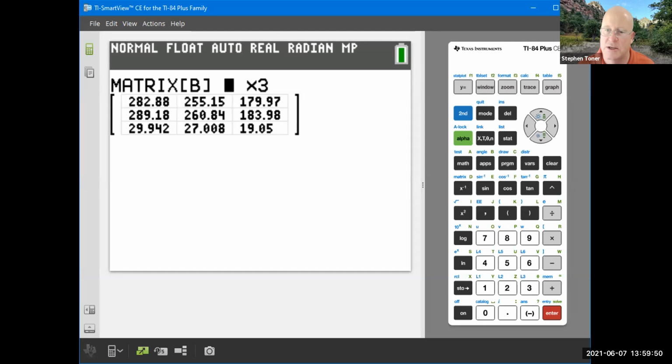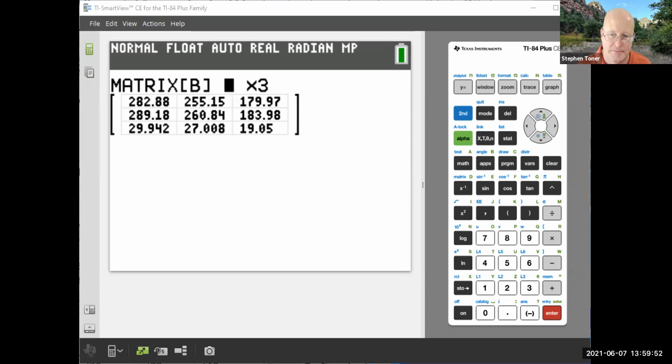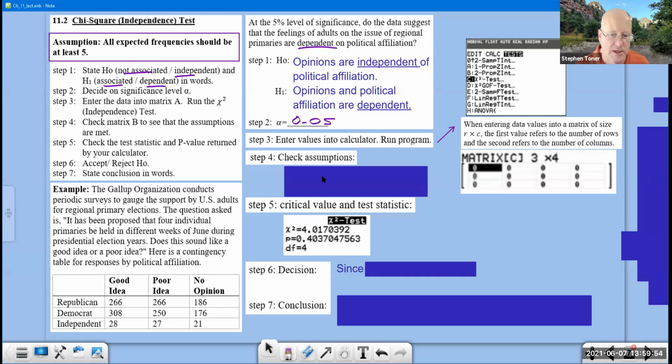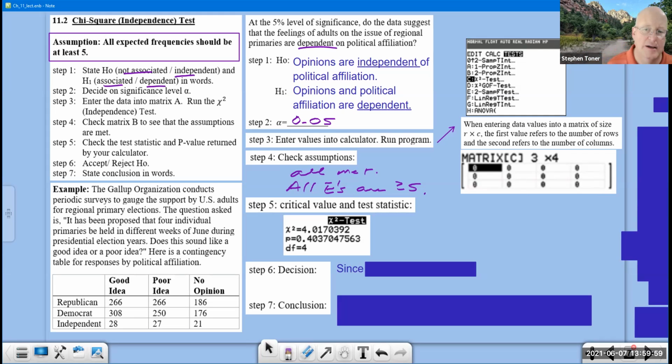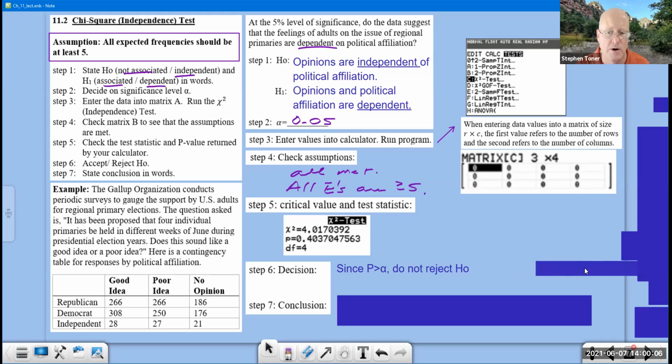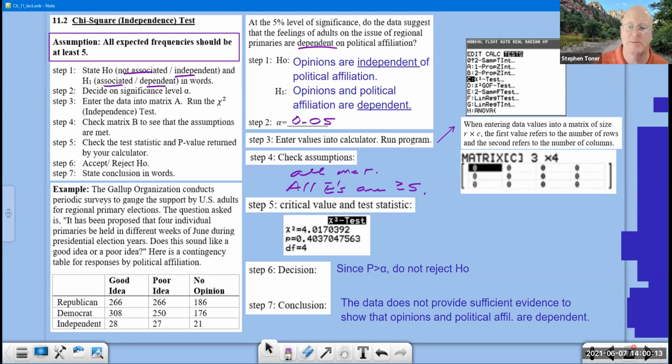So let's go back to our problem here. And I've already checked the assumptions. I'm going to say all of them are met. All the expected values are at least 5. So at this point, we move on and we say that our p-value of 0.4 is greater than alpha. We will not reject the null hypothesis, and the data does not provide sufficient evidence to show that political opinions and political affiliations are dependent on each other.